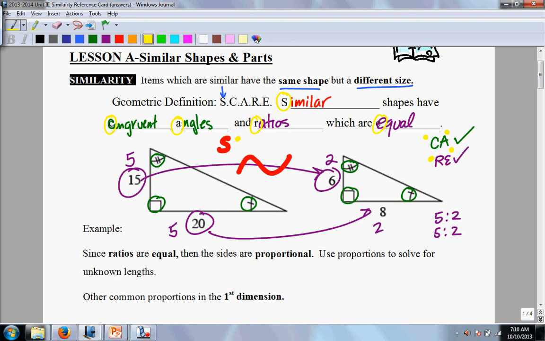Now, because ratios are equal, the sides are proportional, which means the vast majority of the time, if you're dealing with ratios that are equal, you can use proportions, which looks something like this. So, bottom line is, if you have a proportion, you can cross-multiply, and that is about 80% of this entire unit: the ability to use a proportion and cross-multiply.